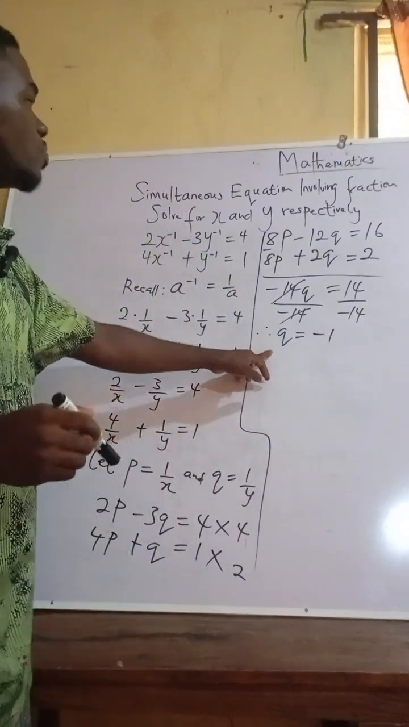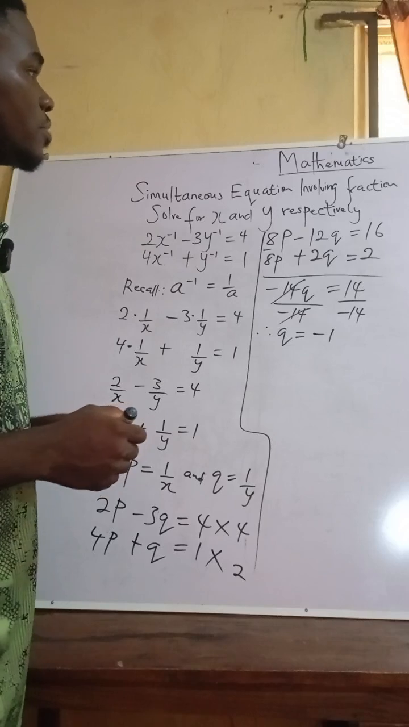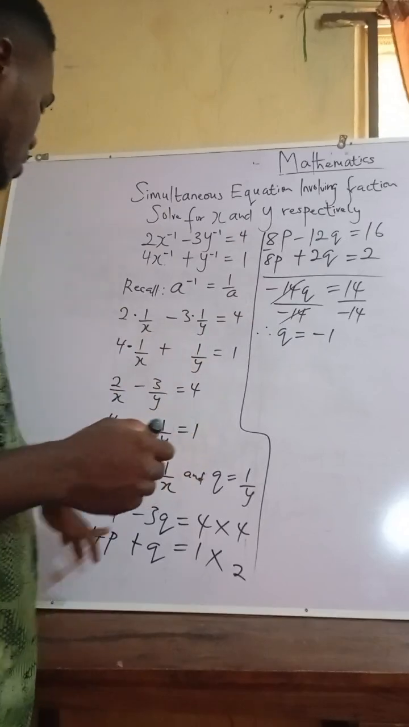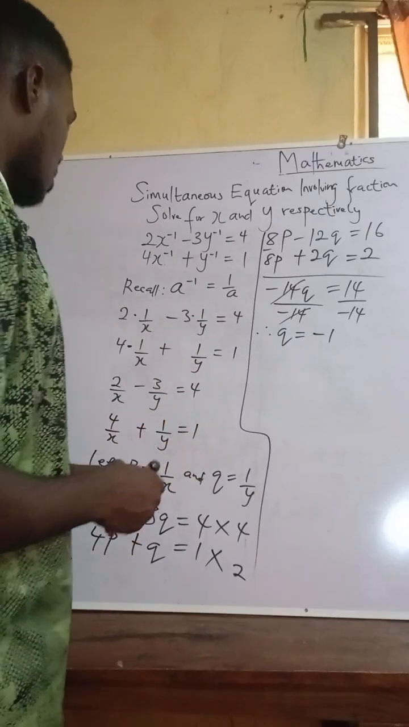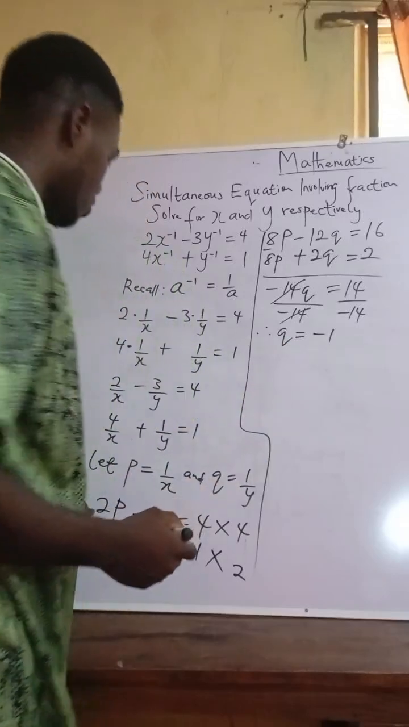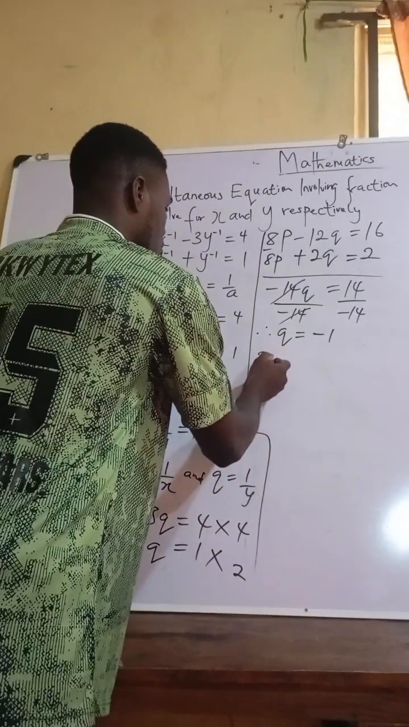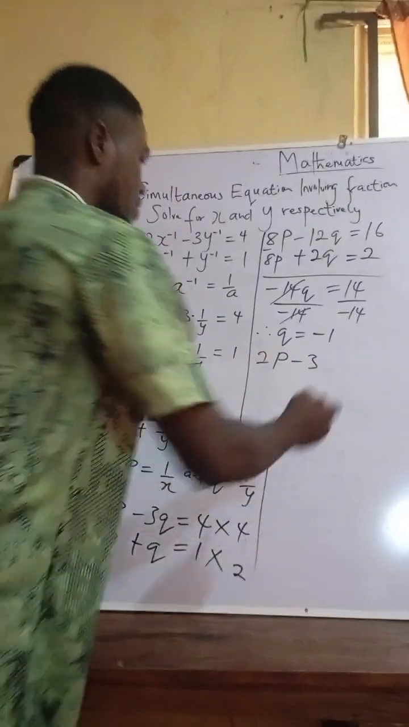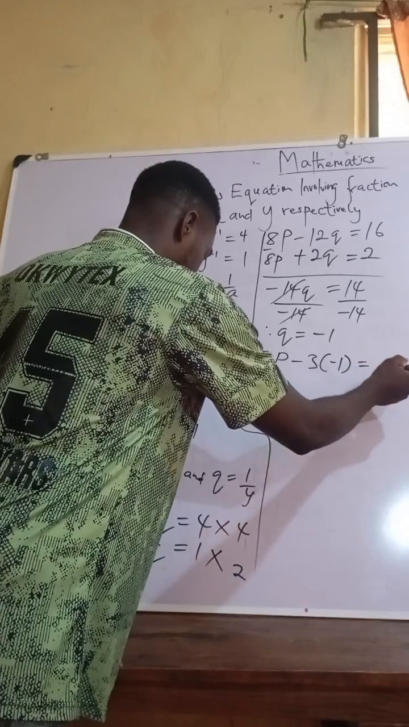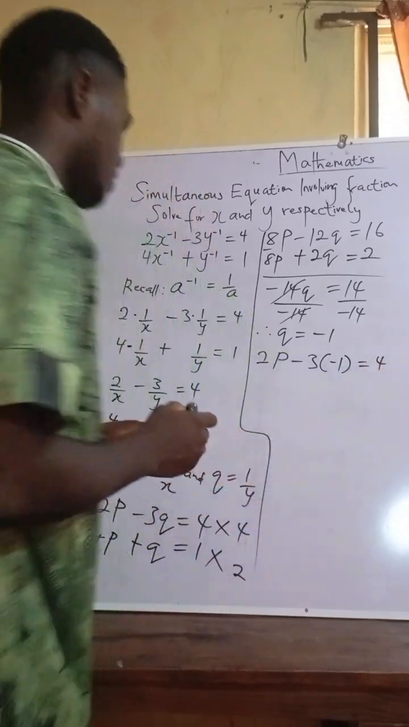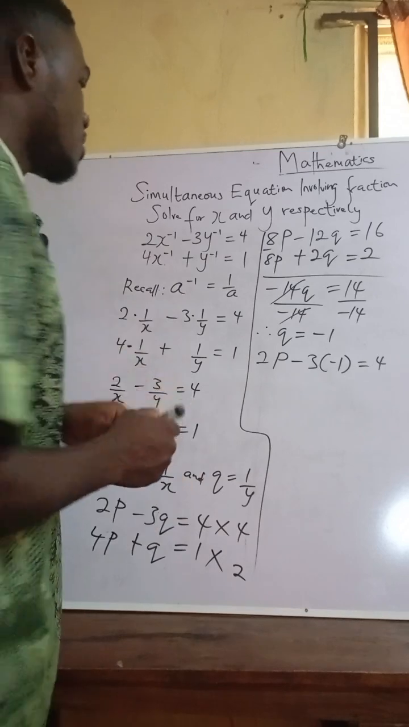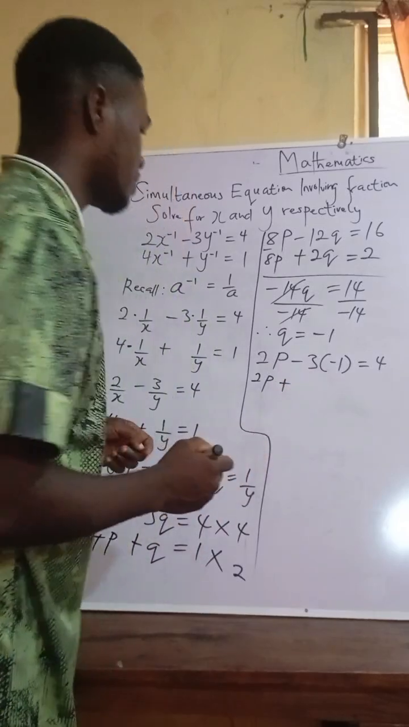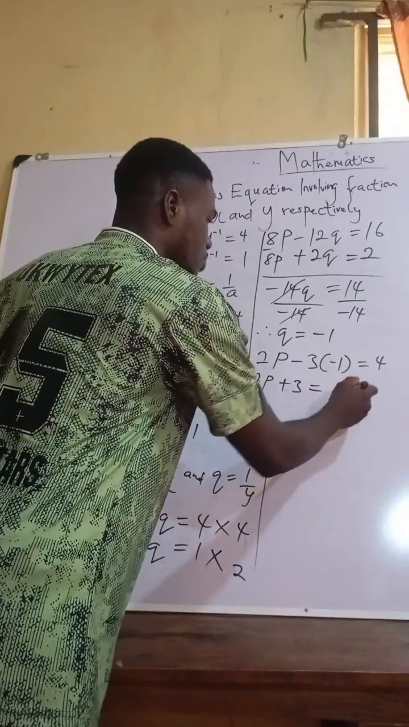Now I can easily put my q into any equation and get the remaining variable, which is my p. So you want to substitute your q, which is negative 1, in any of the equations here. You can pick any of them here. Now I want to put q is negative 1 in equation 1. So I'm going to have it as 2p minus 3. It should be 3q, but since q is negative 1, I'm going to have 3 bracket negative 1, which is equal to 4. Okay. Now I'm going to have 2p minus, okay, minus times minus is plus. 3 times 1 is 3, which is equal to 4.